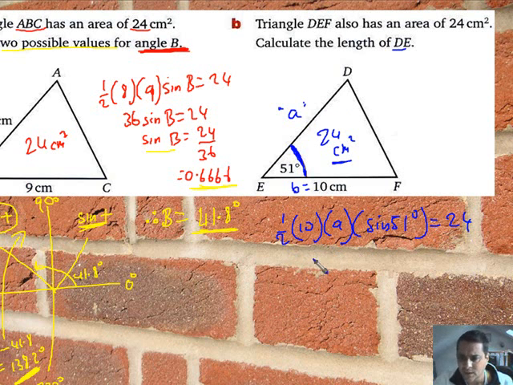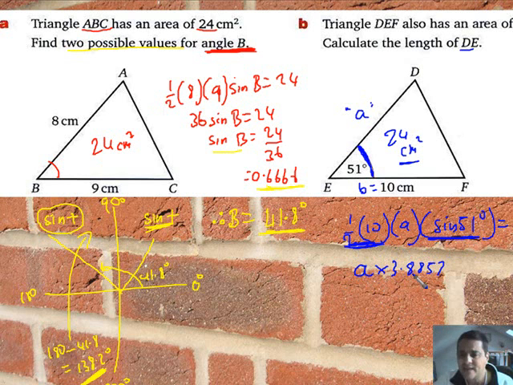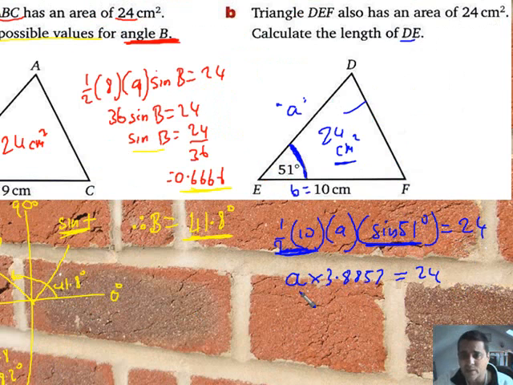Okay, let's tidy this up a little bit. So I've got A, and let's just do the sine 51 times a half times 10. So that's 5 times sine 51, which gives us A times 3.8857, that'll do. So basically I've worked out a half times 10, and then I've multiplied that by sine 51. That leaves me A times 3.8857, and that will come to 24 because the area is 24.